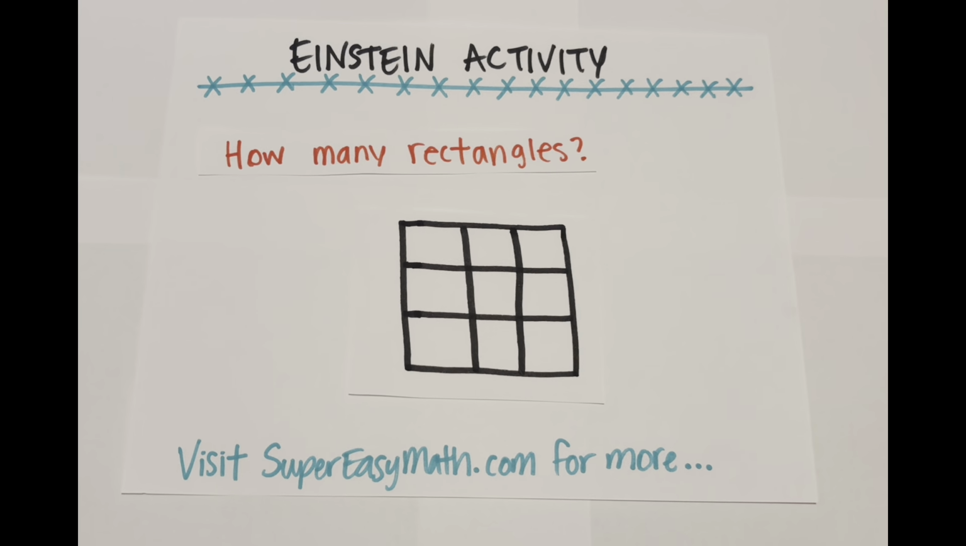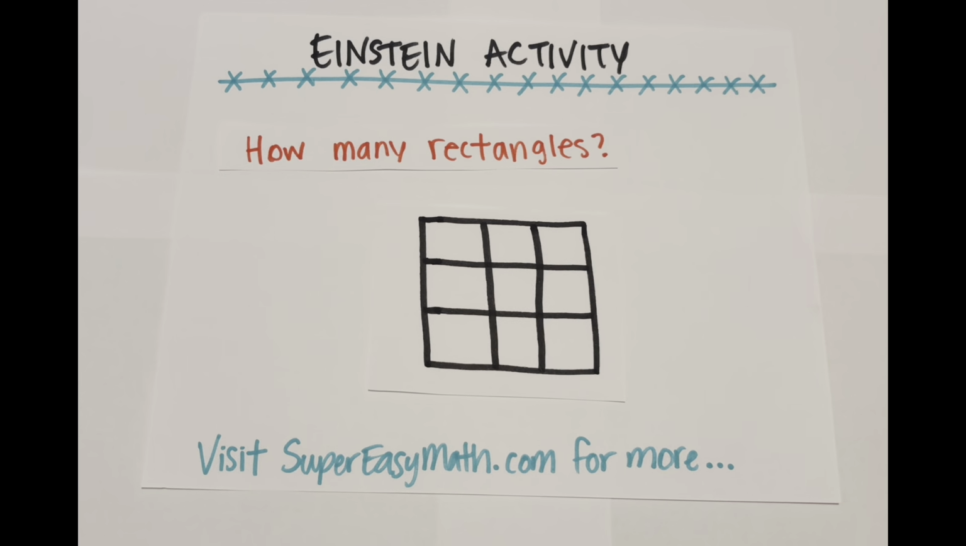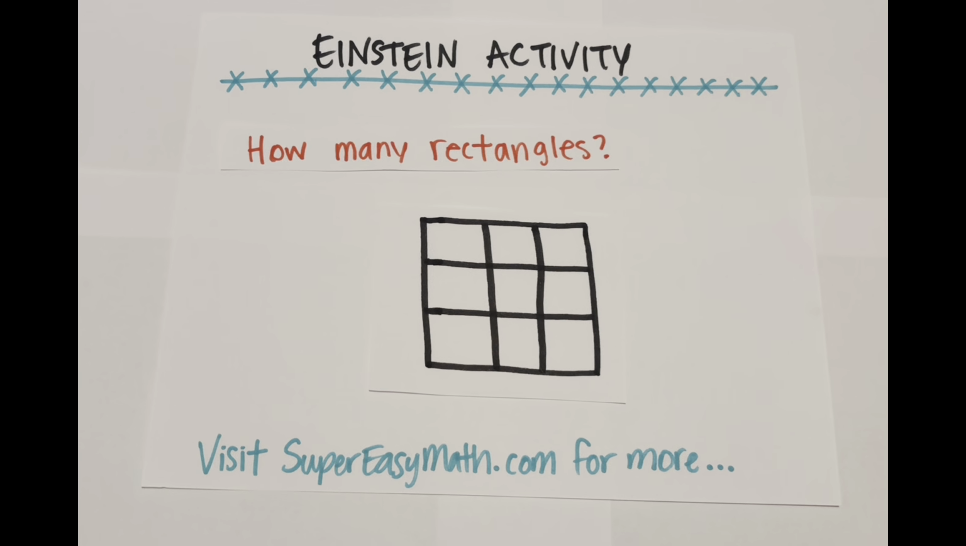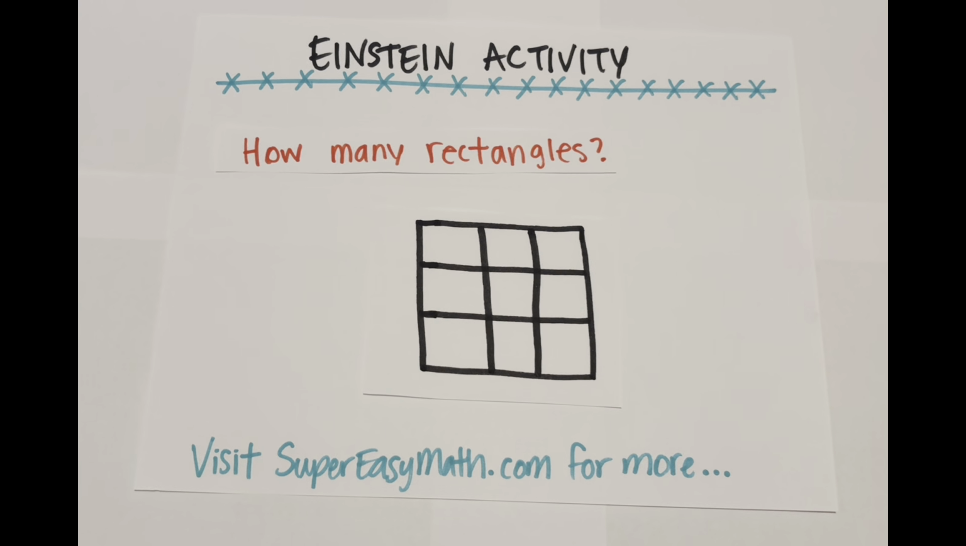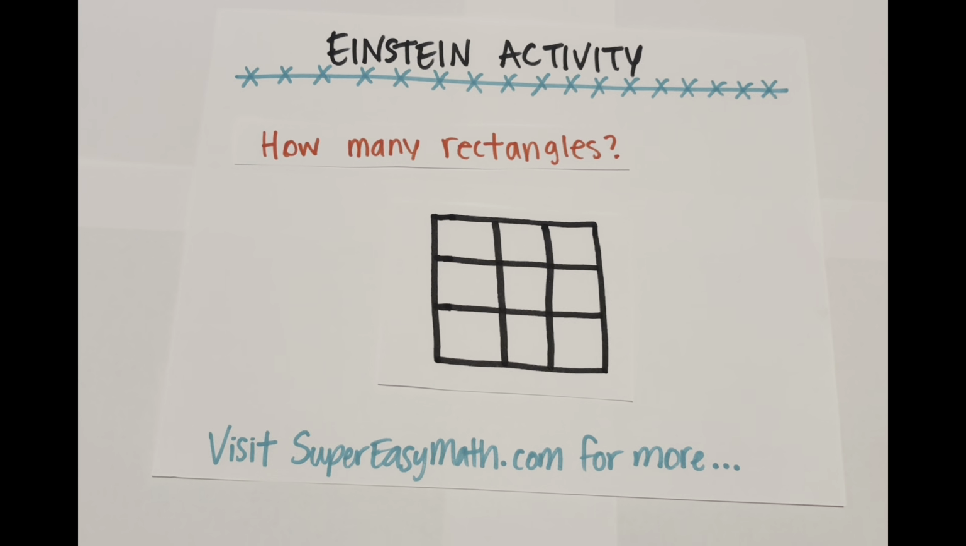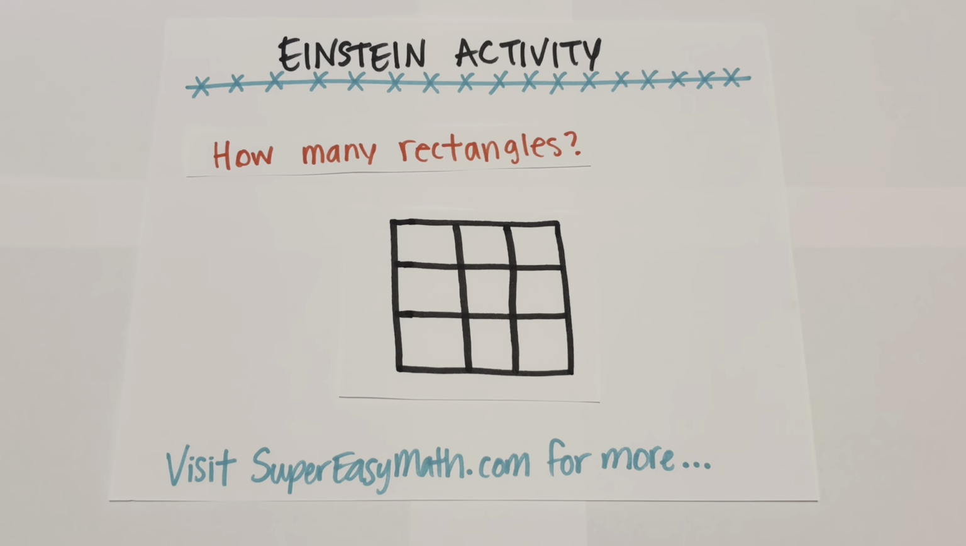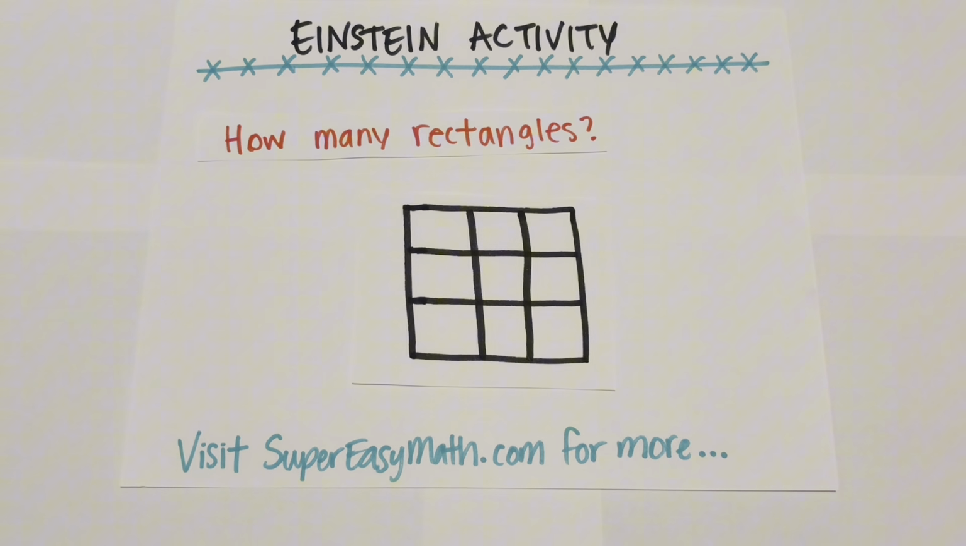So if we add the 1 overall rectangle, the 9 individual smaller ones, the 4 2x2 rectangles, the 12 1x2 rectangles, the 4 2x3 rectangles, and the 6 1x3 rectangles, we get a total of 36 rectangles.